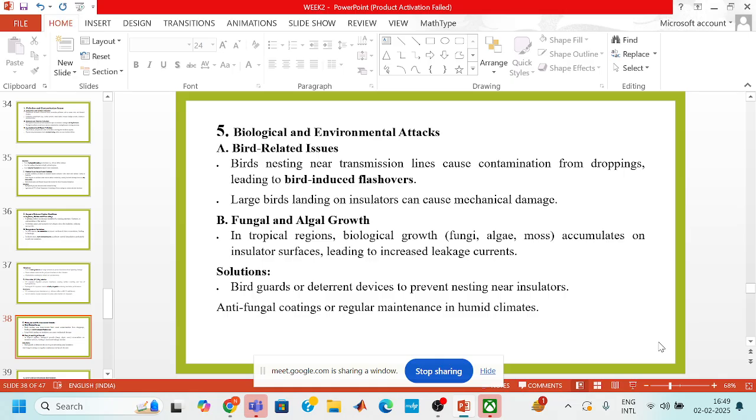So in tropical regions, we see biological growth like fungi, algae, and moss accumulating on the insulator surfaces, leading to increased leakage currents. The solution for that is bird guards or deterrent devices to prevent nesting near insulators, and we can use antifungal coatings or regular maintenance in humid climates.